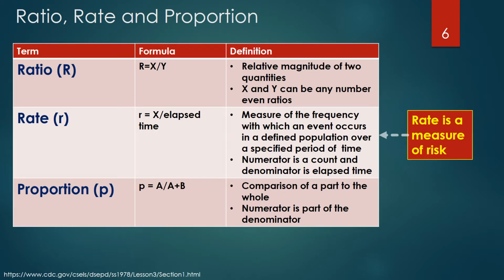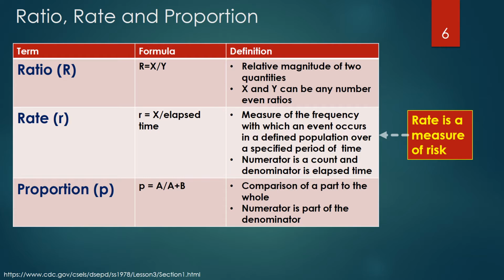A ratio is the relative magnitude of 2 quantities, or a comparison of any 2 values. The numerator and denominator of the formula need not be related. Therefore, one could compare apples with oranges or apples with the number of physician visits.